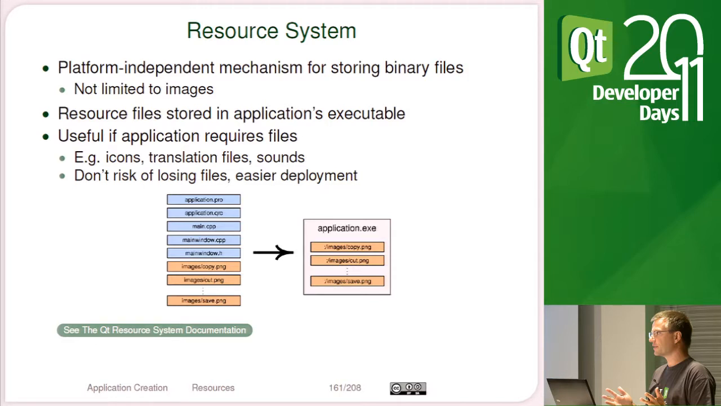Coming to the next feature of applications, we would like to store our pixmaps or icons, translation files, and sounds in our executable itself because we do not want to deploy them separately. So how do we do that? We can use the Qt resource system to add these resources.